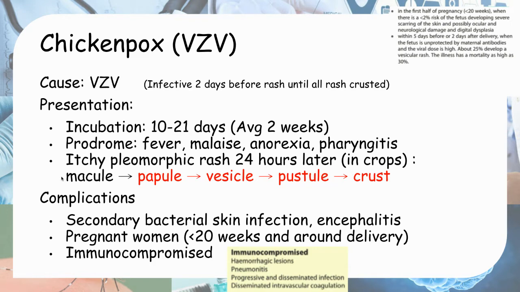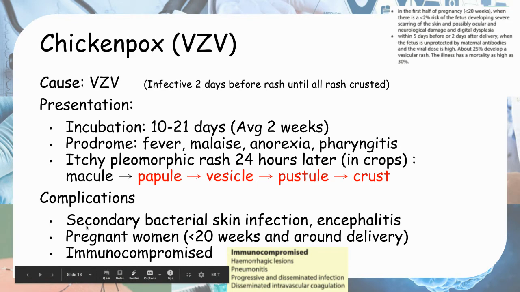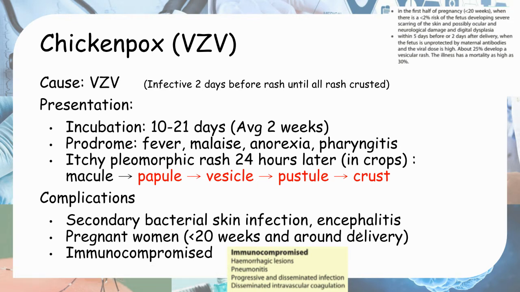So these rashes start as macules, flat small lesions, turn into papules very rapidly, so a raised lesion, then vesicles, where there's some fluid inside the raised lesion, and then pustules, where the fluid turns into pus, and then as the pus bursts and dries, it forms a crust on top of the papule. So at any point of time, you can see a few of these. You can see papule, vesicle, and pustule at the same time because it comes up in crops. Complications include secondary bacterial skin infection and encephalitis.